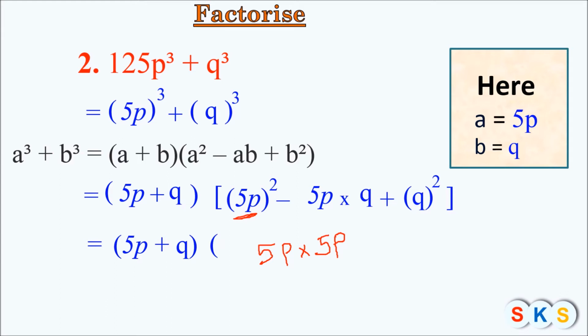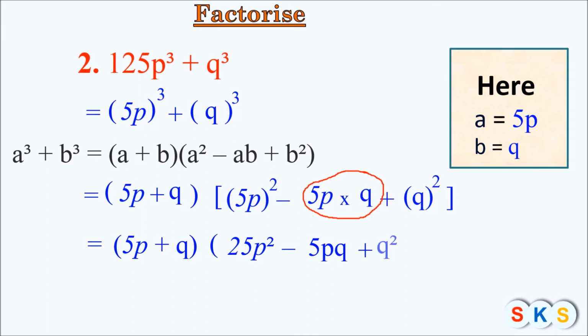So what we will get? 5p the whole square, we will get 25p square. So we will write here 25p square minus, after that what it is? Here we have 5p into q, and 5p into q gives us 5pq plus q square. Last term is q square. So q square we will get here q into q, that is q square. Close the bracket. Now it cannot be simplified further.